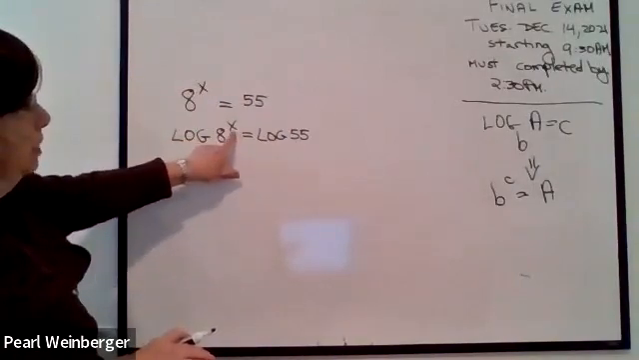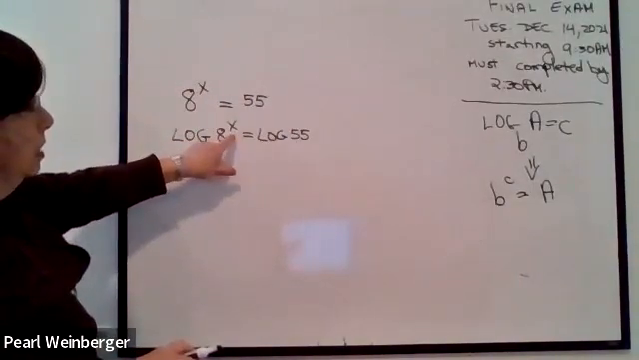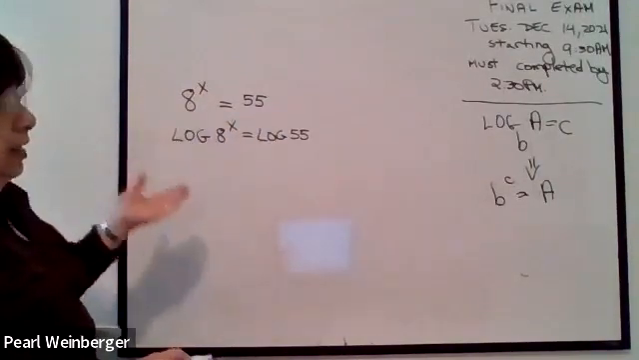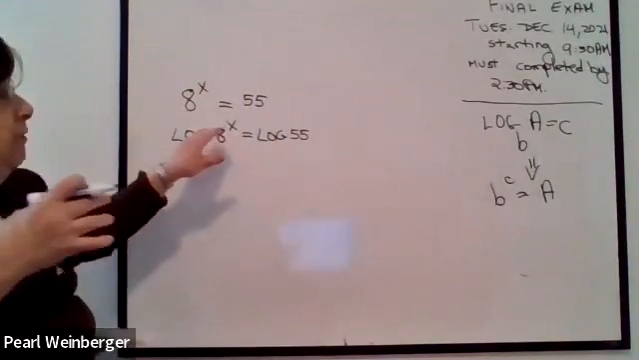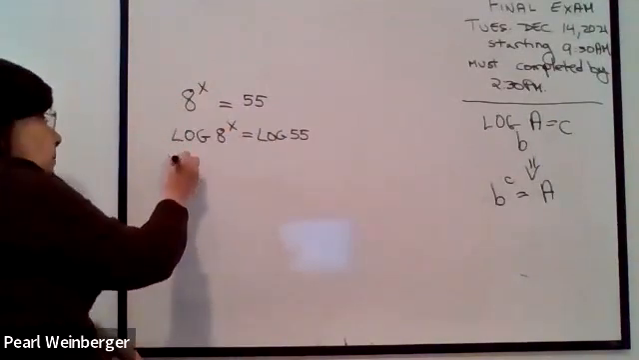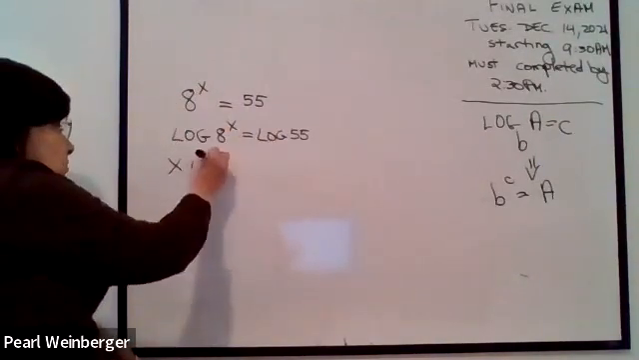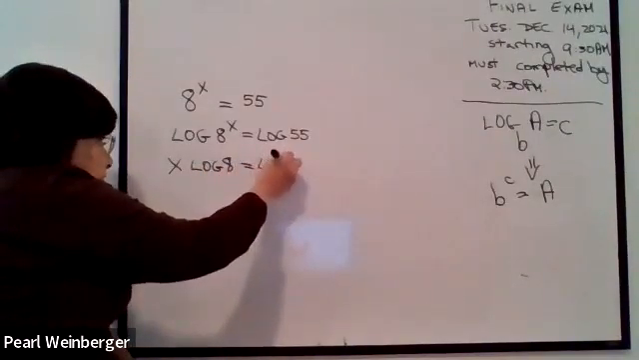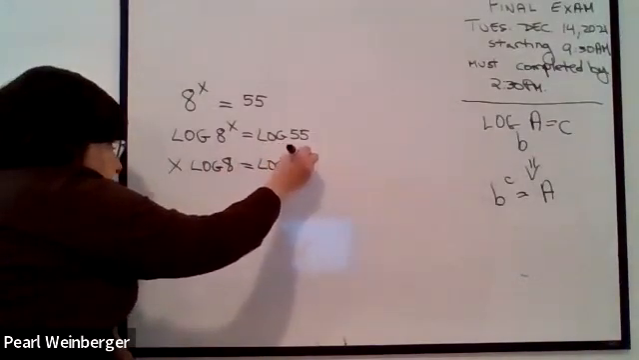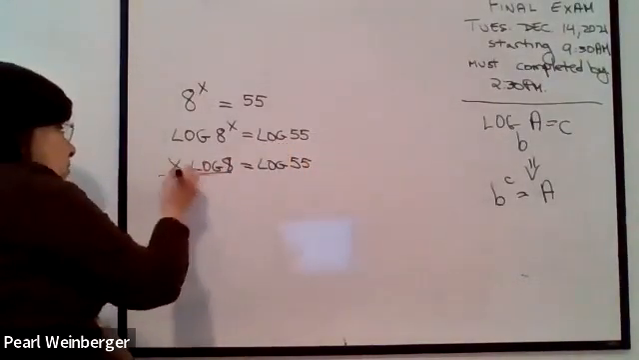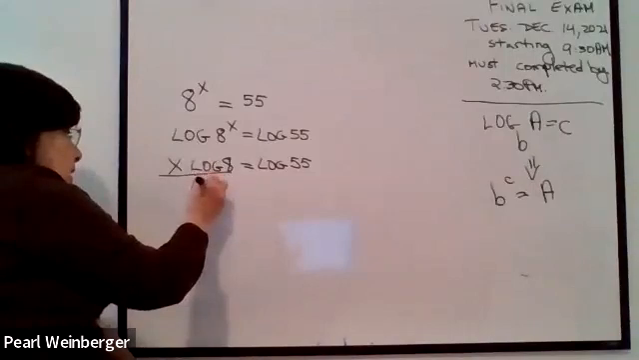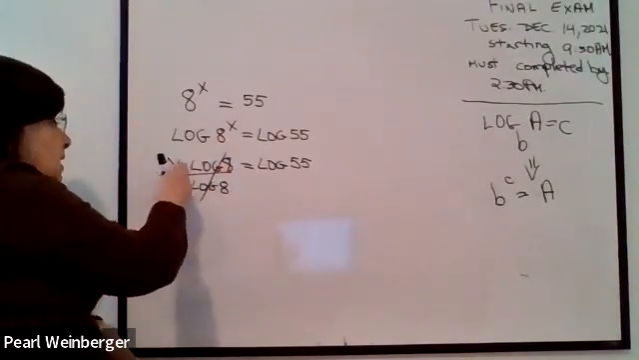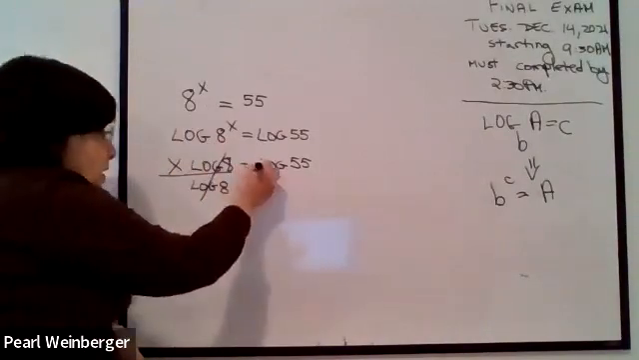Now, the reason I want to use logs is because in logs, the exponent becomes the coefficient. We did that when we did our expansion. If we expanded this, it would become x log 8 equaling log 55. And then if I want to find out what x is, I just divide out the log 8. Remember, I divided out because this is x times log 8, so I have to divide by the log 8.